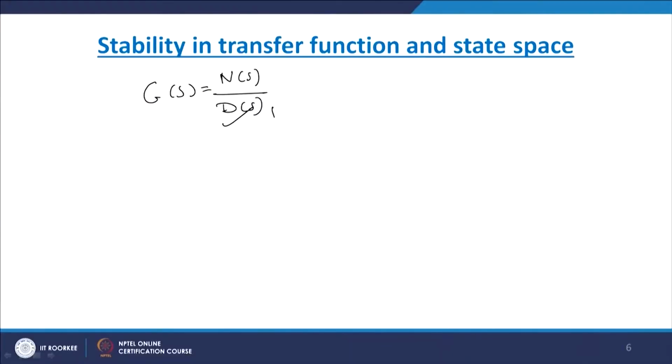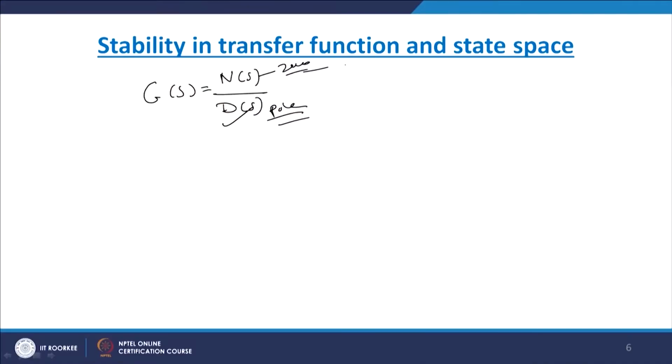The question comes to mind: why D(s), why not N(s)? D(s) is concerned with the poles and N(s) is concerned with the zeros. So why are we taking care of poles only, not zeros? Definitely the zeros are present in the system, but we are concentrating only on the poles. Why is it so?